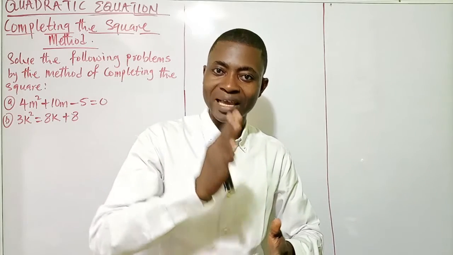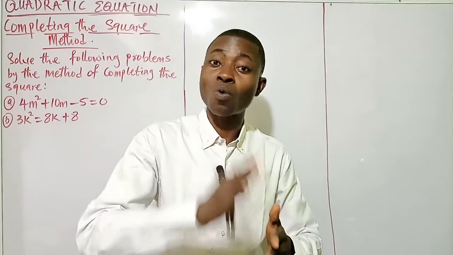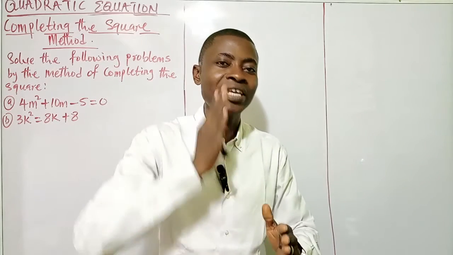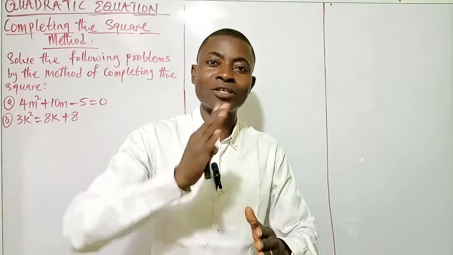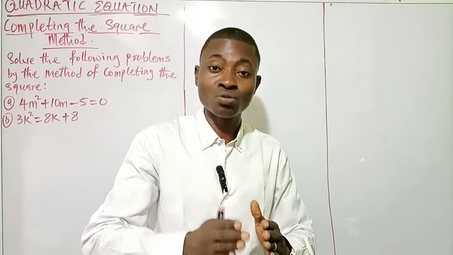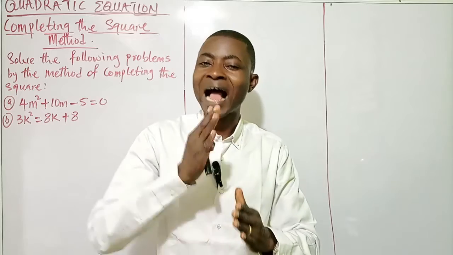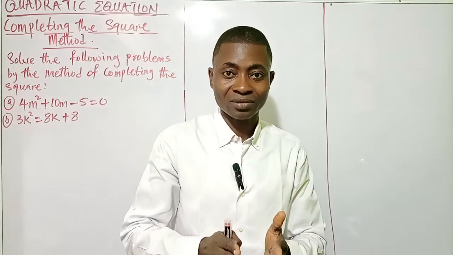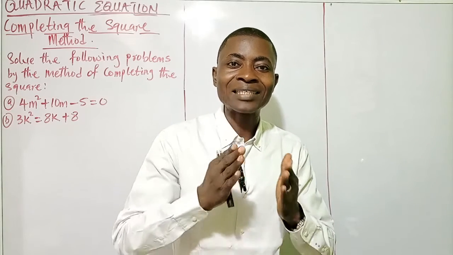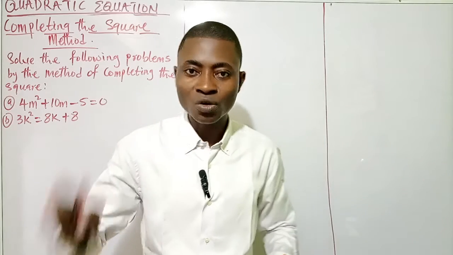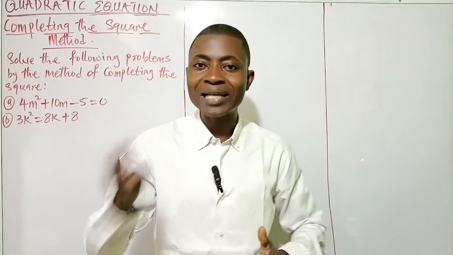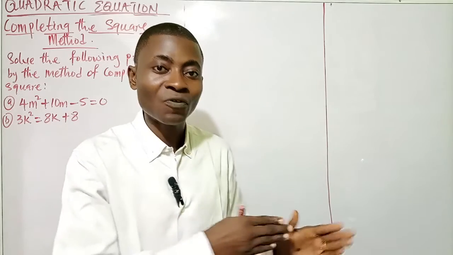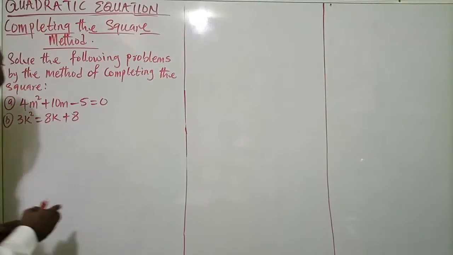The coefficient of x, or y, or k, or whatever alphabet is used in the question, half it. What do I say? Half it. That means multiply it by 1/2, or divide it by 2. After halving it, you will now square it, and add it to both sides of the equation. Now, watch the following example as we practicalize everything I've said.